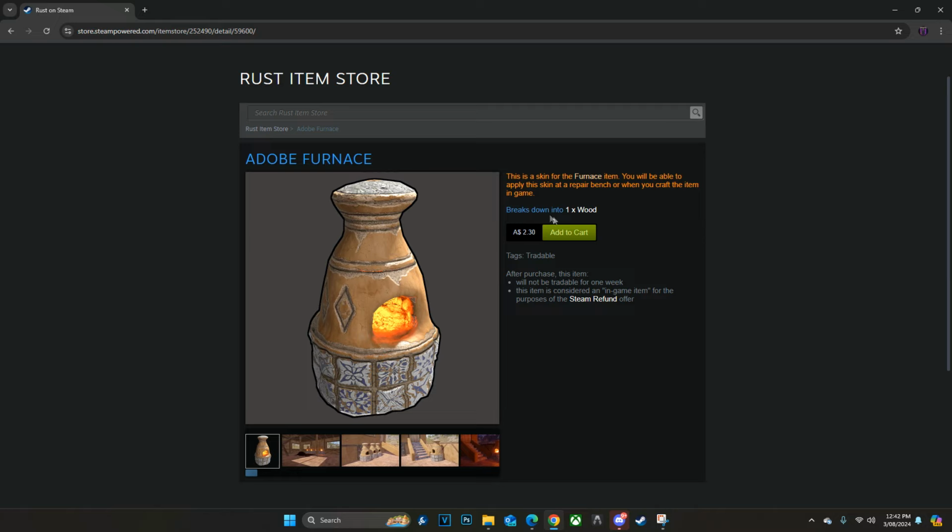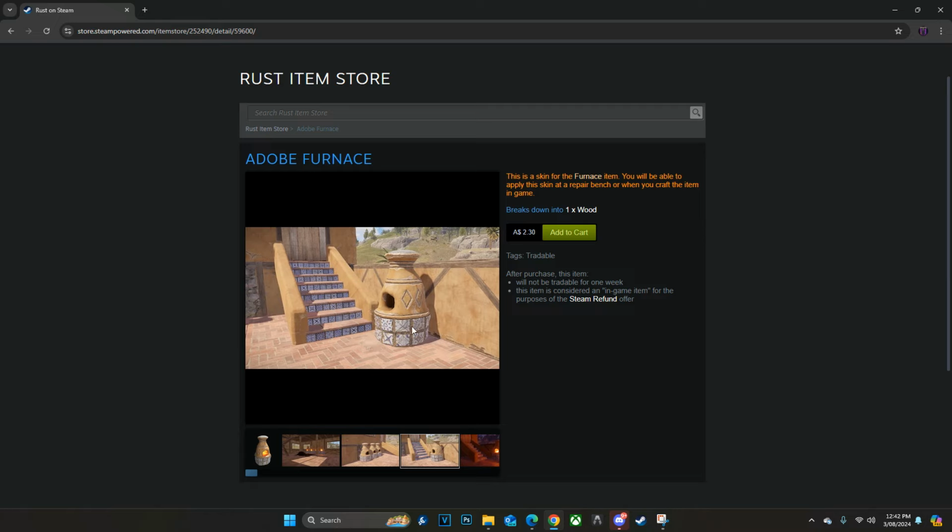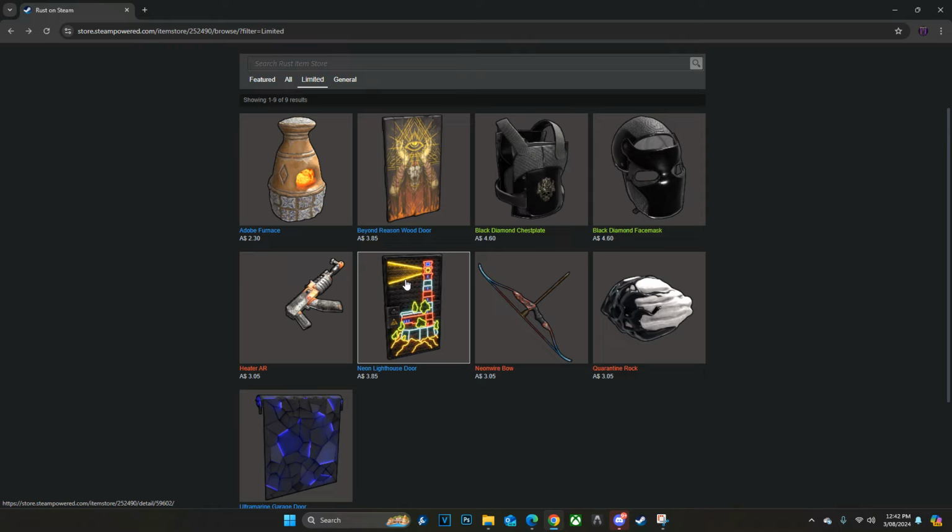Moving over, we have the Adobe Furnace. No one really cares about these skins, let's be real. The only people that are going to buy the Adobe Furnace are the people that have the Adobe Stone skin, and even then, they're probably going to be using a Furnace skin that they prefer more. So, not going to recommend investing in the Black Diamond or the Adobe. Black Diamond is just too expensive, and the Adobe is just, no one cares about it.